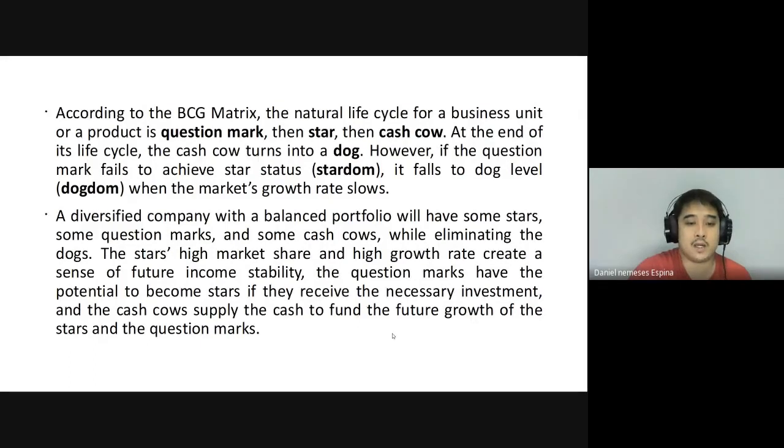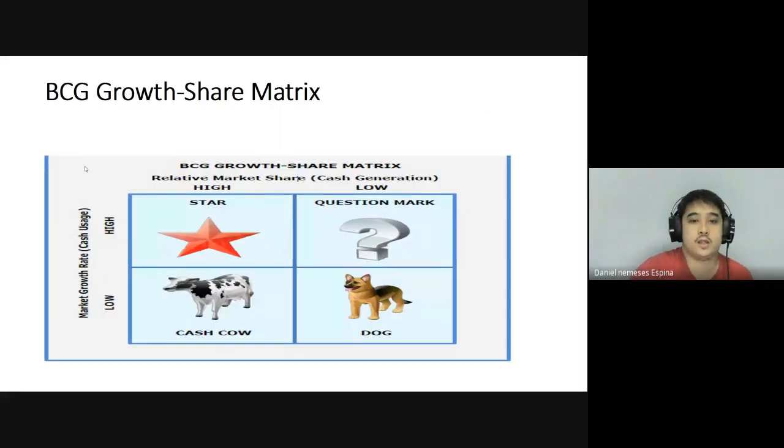So while the cash cow is still there, it has not yet become a dog. So the company would use the cash to invest in the stars and in the question marks. So this is the diagram for the BCG growth share matrix.